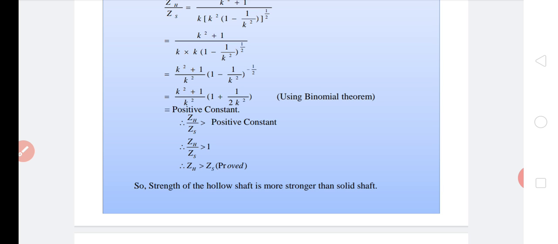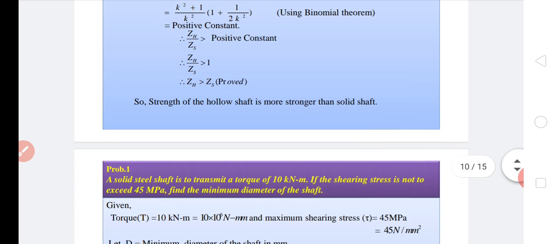That is also a positive constant. So ZH upon ZS, that is the strength of the hollow shaft upon strength of the solid shaft, is greater than a positive constant. So we can write ZH by ZS greater than 1. So ZH greater than ZS, that is, the strength of the hollow shaft is stronger than the solid shaft.